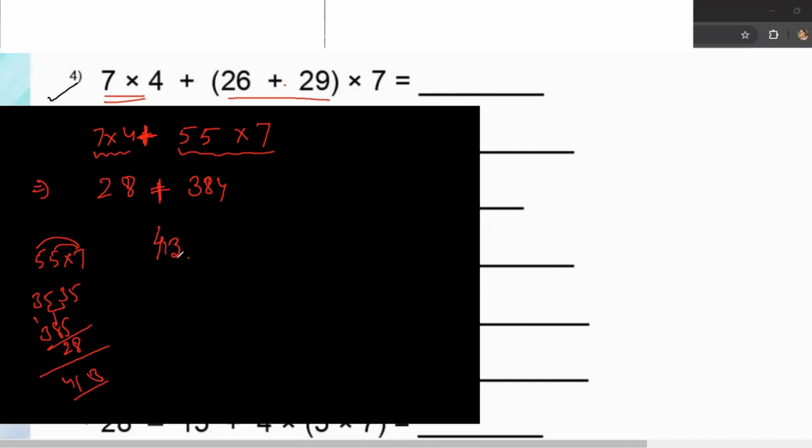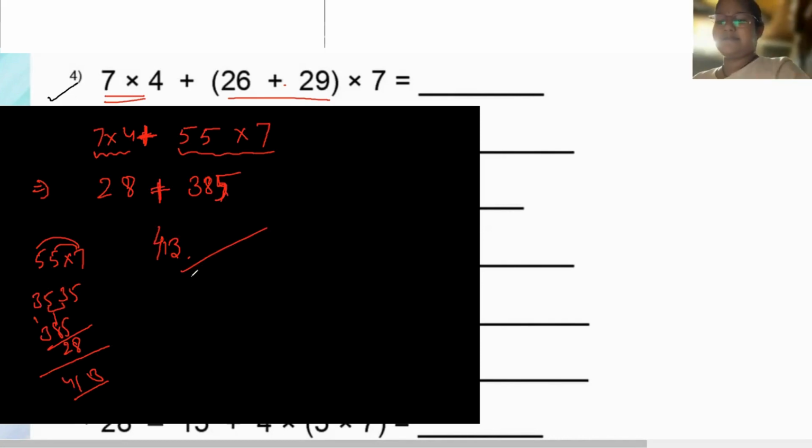413, right or no? We got 385, no? Yes. So 413 is the answer. Okay, everyone, tell me whose answer is incorrect here. Ahana, did you get the correct answer? Ma'am, mine is correct.